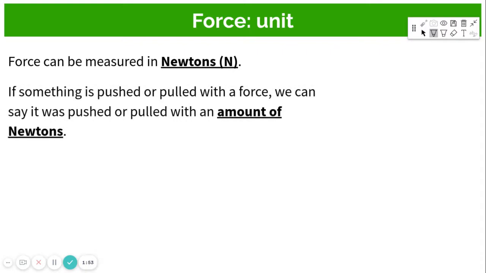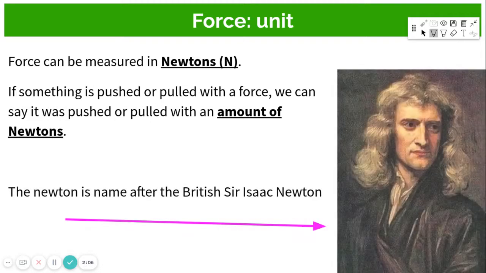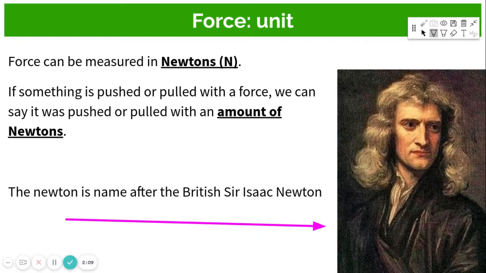The unit we measure forces in, when we measure how strong the push and pull is, is newtons, or capital N to represent it. So we use newtons to measure force. If something is pushed or pulled with a force, we can say it is pushed with an amount of newtons. It's pushed with 10 newtons, 50 newtons, 100 newtons. Newtons is just the unit to measure force with. Okay, and it's named after this guy, a British scientist called Sir Isaac Newton. And obviously, the newton is named after him.